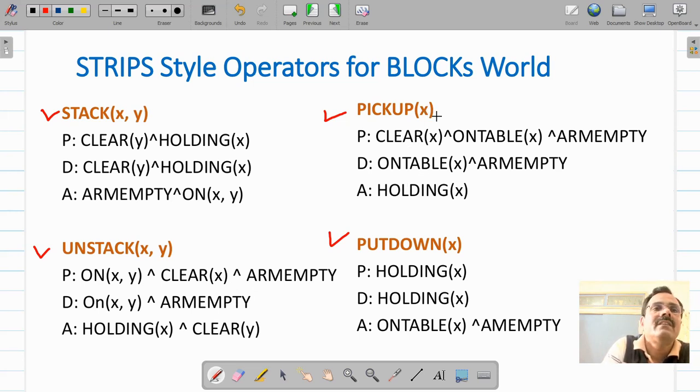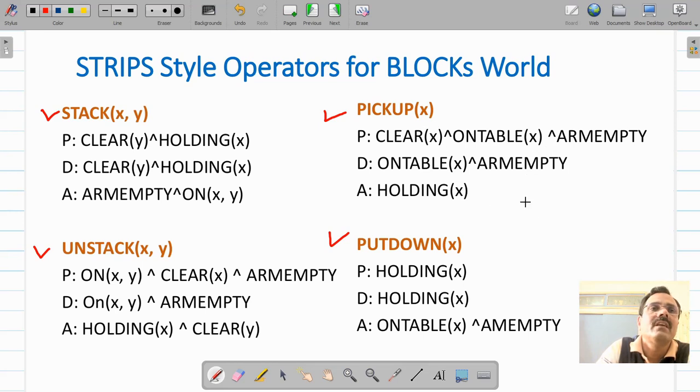Then come to pickup x. Both pickup and put down are related to the table. Pickup x performs the pickup operation; the robot arm will pick up block x. For this purpose, you should have x on the table, the arm should be empty and x should be clear, with no block on x. After performing this operation, block x will be with the robot arm, so holding x will be true. And what will become false? This x will not be on the table now, so on table x will be false, and arm empty will be false because the arm will be holding block x.